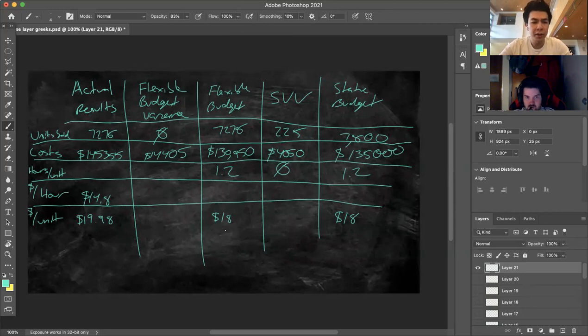So I found that, and I'm thinking about it. Let's see what else we can do here. 14.8. If we take the cost per unit divided by the cost per hour, we get the total amount of hours per unit.